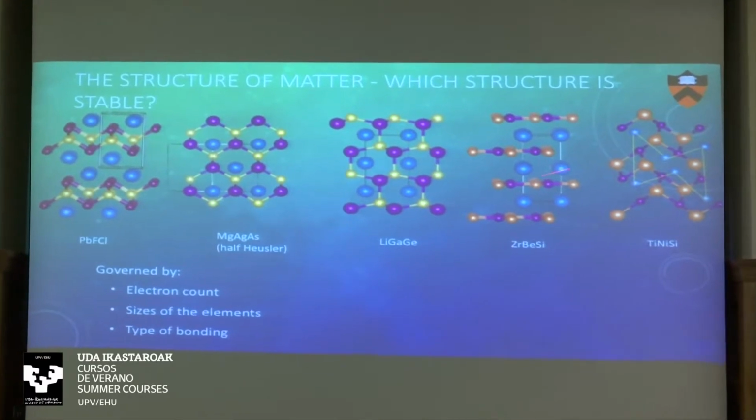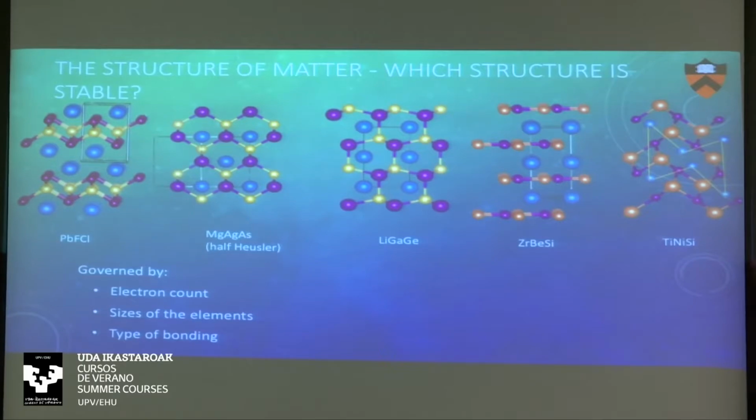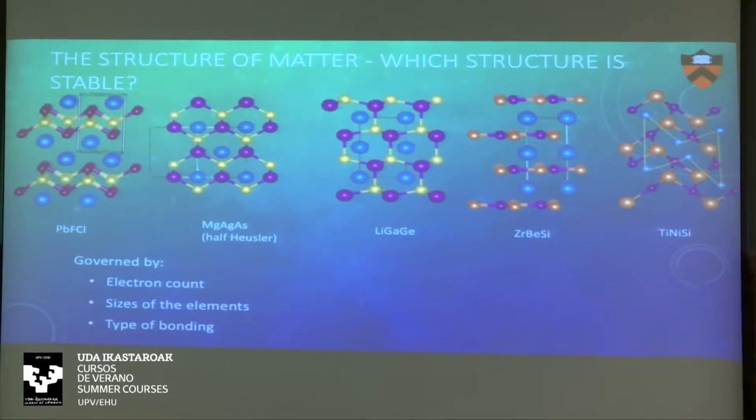And so there are 3 things we can use to assess and get a feeling for which is the most likely structure to be adopted. These depend on electron count, sizes of the elements, as already briefly mentioned, and the type of bonding between the atoms. And for all 3 of them, I really briefly want to give you an idea of what they are.